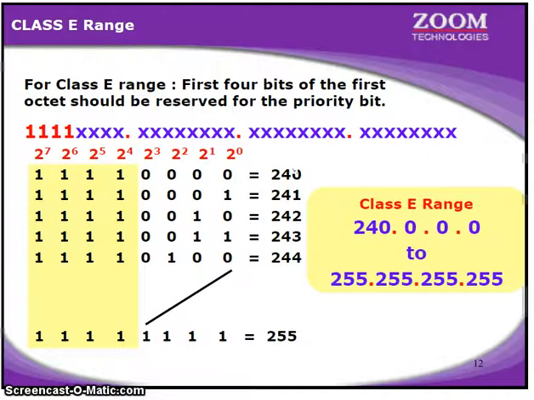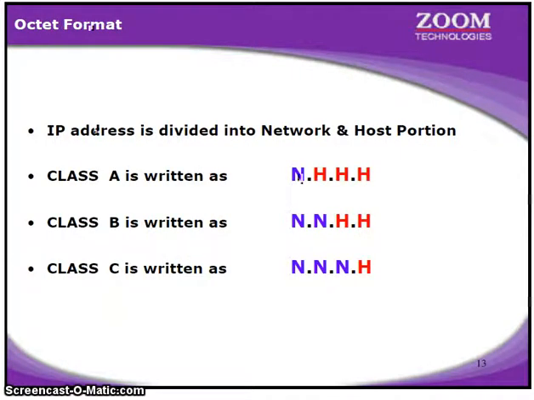Last but not the least, the range for class E. The priority bits for class E are 1111. So the starting number will be 240 and the ending number will be 255. So the total range for class E will be from 240.0.0.0 till 255.255.255.255.